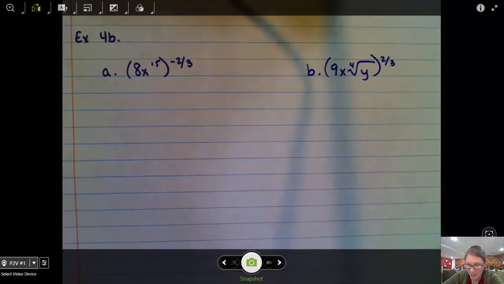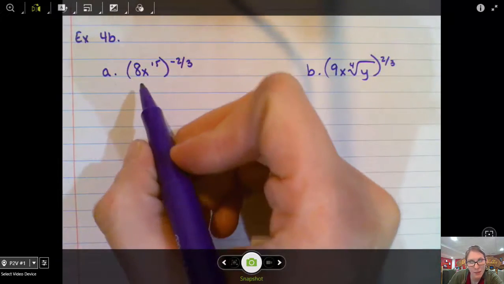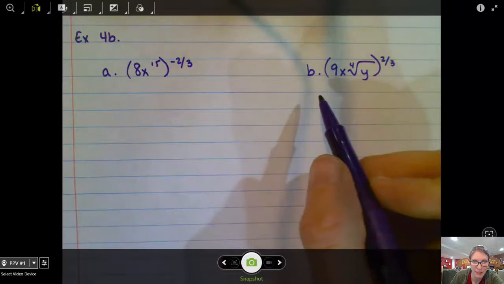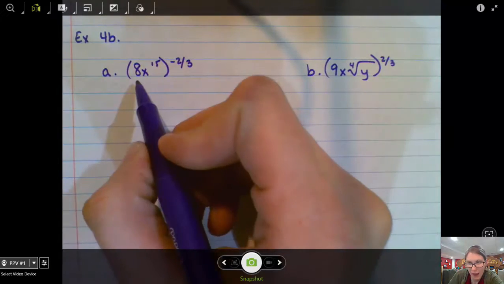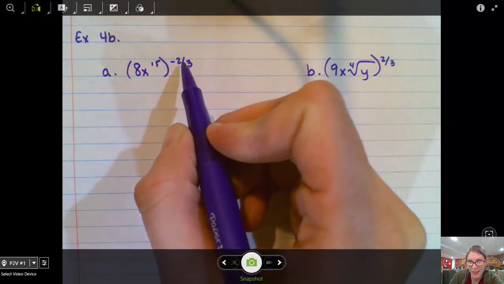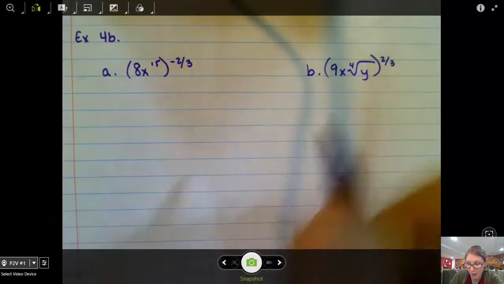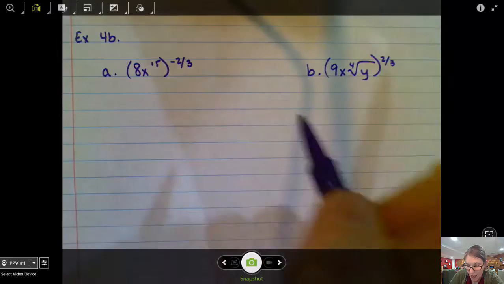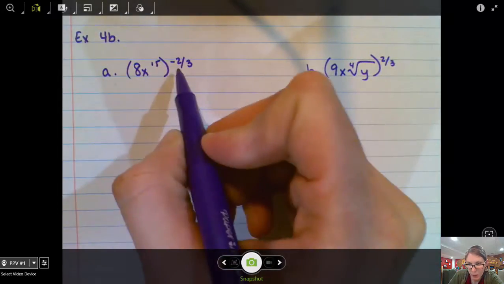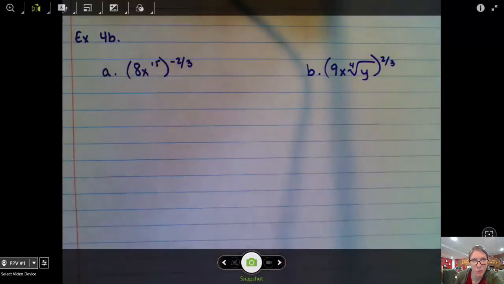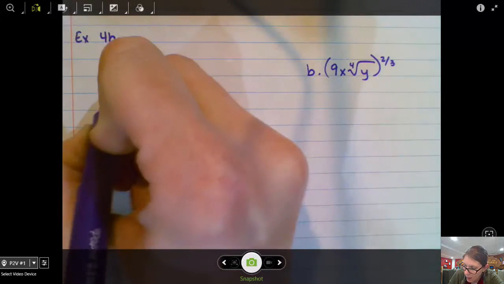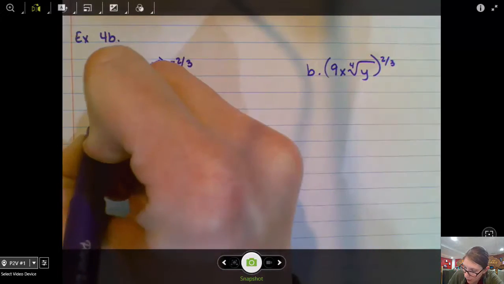Okay, last little bit here, example 4b. Again, I'm going to do two parts, so you can see both of my examples that we're going to go through. I have 8x to the 15th, all to the negative 2/3. And then just like the second part of that example for A, when I see a quantity to a negative exponent, I like to get rid of the negative right away and make this 1 over everything.